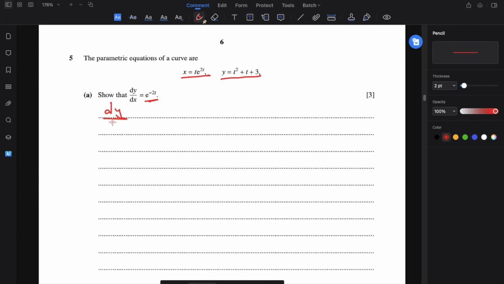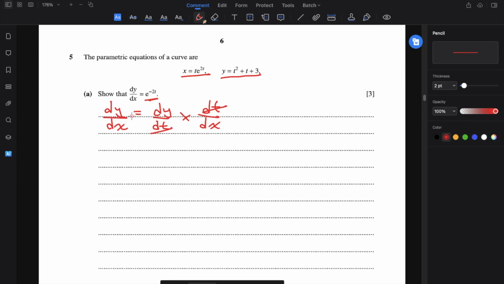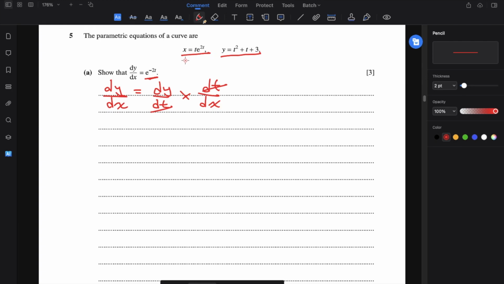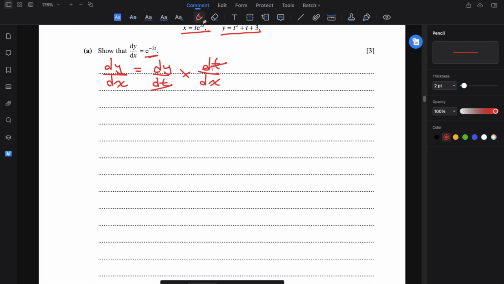Since we don't have their direct relations, we find their indirect relations by using dy by dt and dt by dx. When we represent them like this, the dt's cancel each other out and ultimately give us dy by dx. This we can do because we are given x in the form of t and y in the form of t. So let's find out dx by dt first.